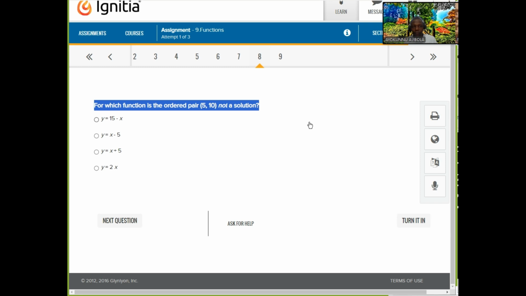Okay. So read this one for me. For which function is ordered pair 5, 10 not a solution? So which one does not give y to be 10 when x is 5? So if x is 5, the first one is 10 because 15 minus 5 is 10. The second one, 5 minus 5 is 0. So it doesn't give us 10. But the other one, 5 plus 5, y is 10, and 2 times 5 is 10. So this one is not a solution. Okay?